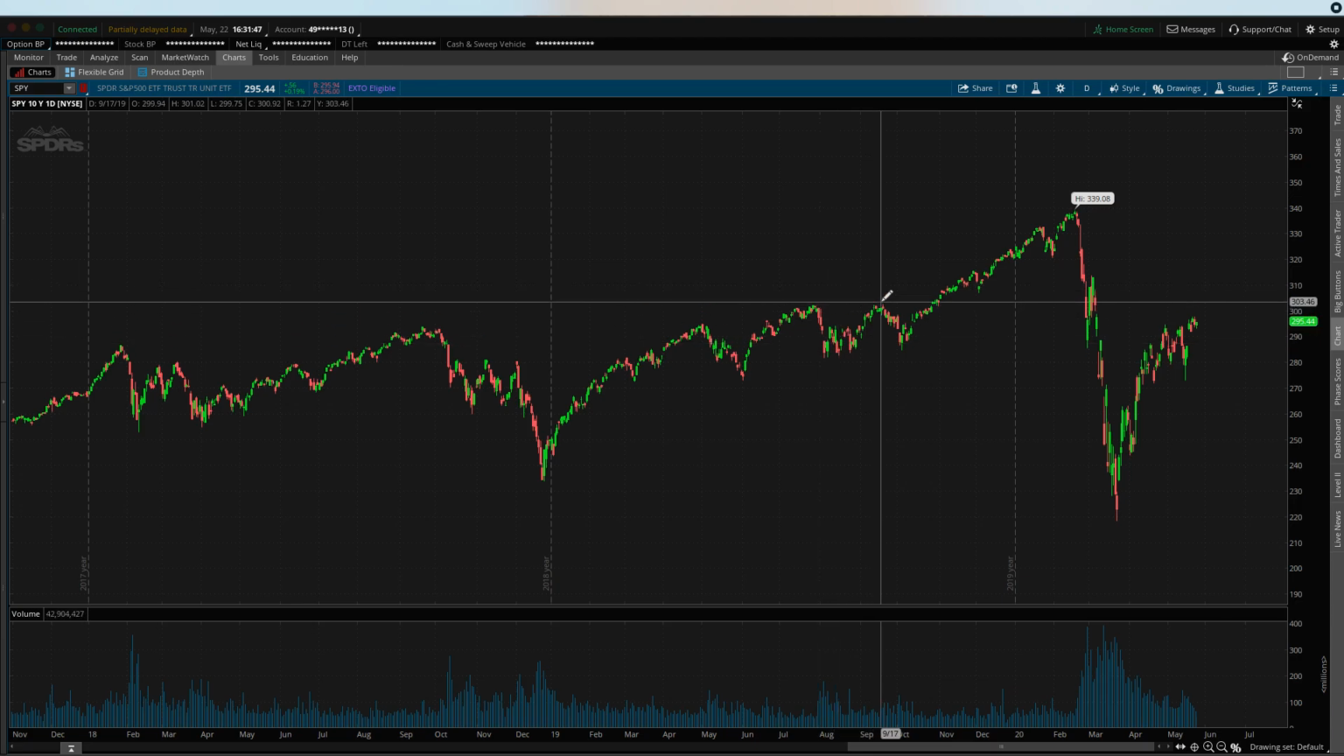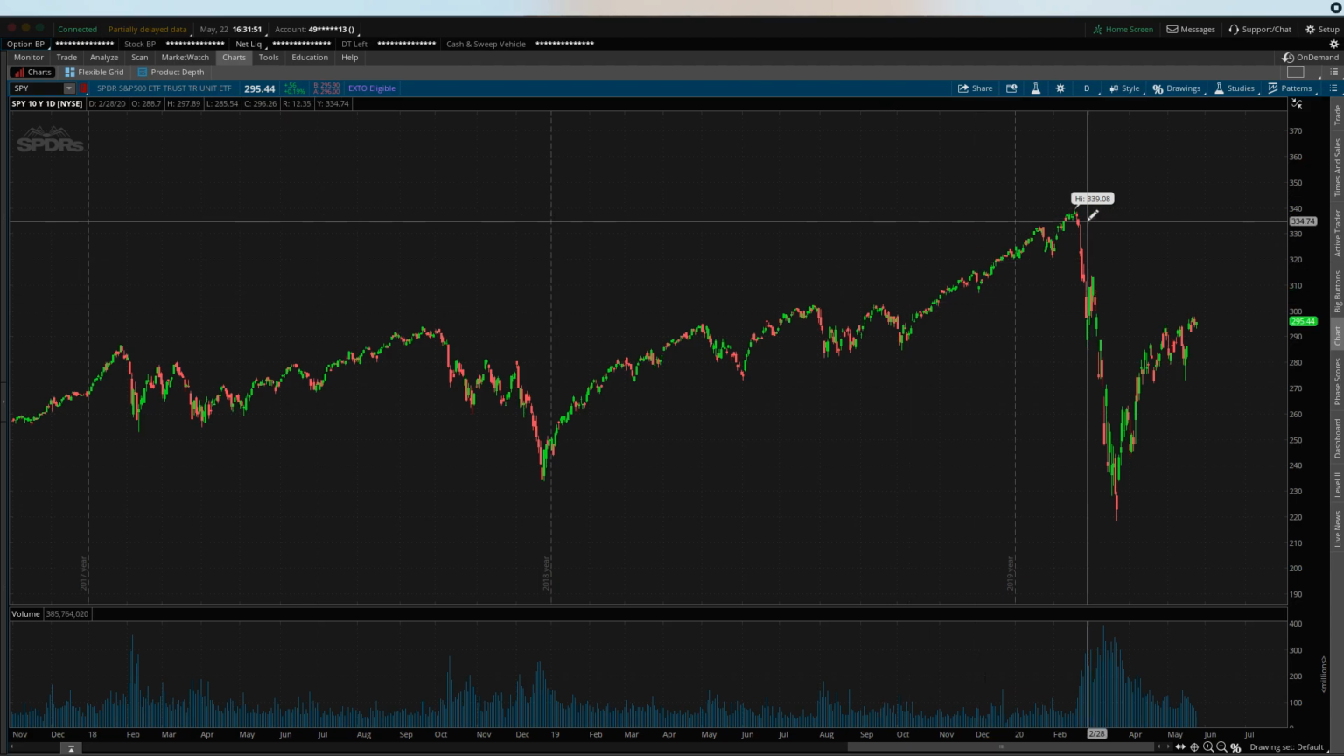We also call these pullbacks or pull ups, depending if it's a downtrend, right? So for instance, it went down, it had a small retracement up, and then it continued going down. It's just a natural, healthy part of a move. But the Fib retracements help you find where these levels are going to bounce and the strongest levels.